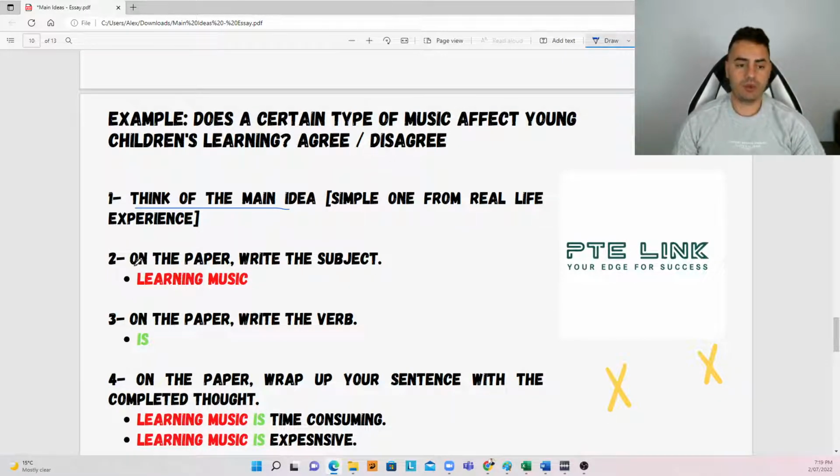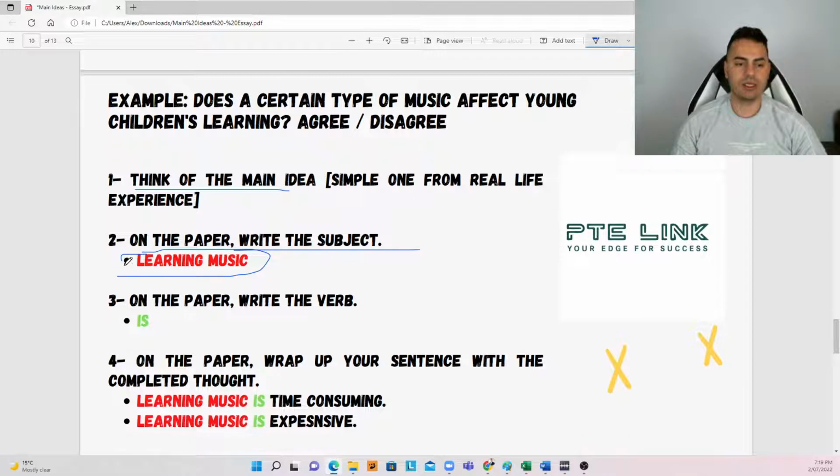Then I start on the paper, I write the subject, learning music. That's my subject, learning music. It could be a noun phrase, do you remember? So we said the subject could be a noun or a noun phrase. So here, it came as a noun phrase, and for me, I prefer writing a noun phrase. I could get a higher score in the essay because of this content.